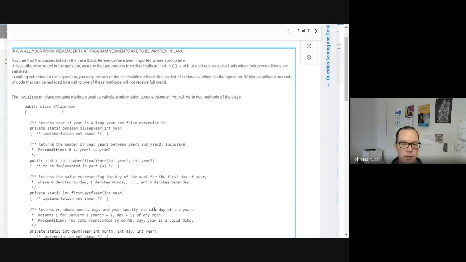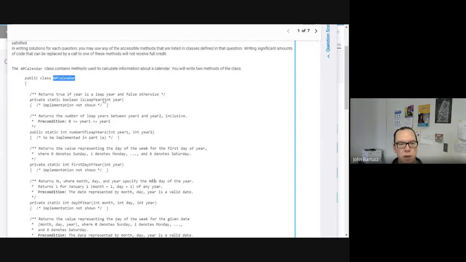So here is a class called AP Calendar. And the first method in it is leap year. And you can see that it is a Boolean. So it returns true or false. And it takes an integer parameter called year. So if you pass in the year 2004, it will return true.